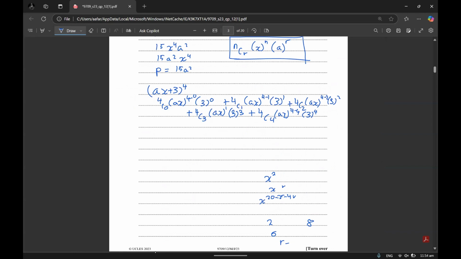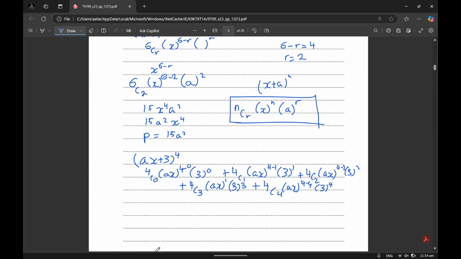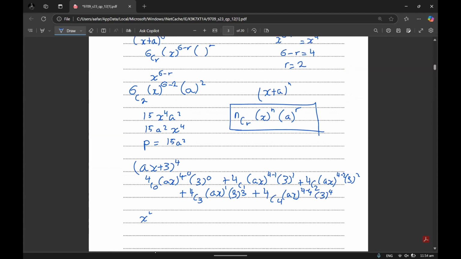So this is a box method. It's a shortcut basically in these types of questions. This is a simple question, but in more complex ones it is very useful. We can figure out that x square is over here, but we just use the box method. We know that x is 4 minus r, and we need to find the power of x square.